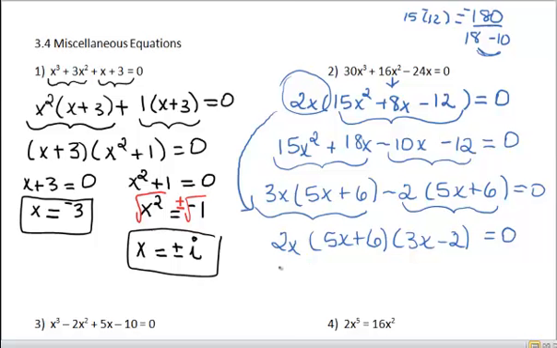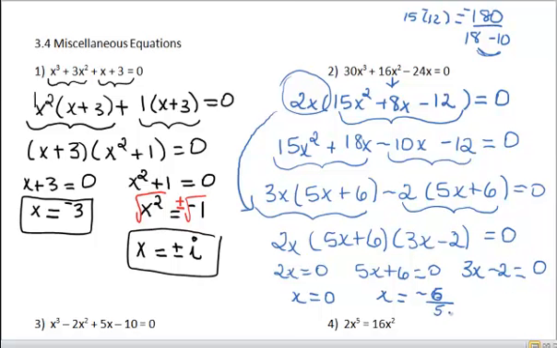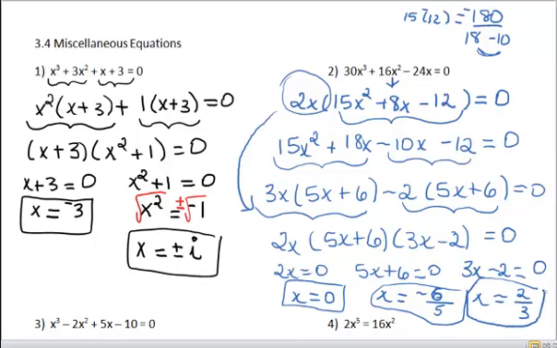Now we set each one of those equal to 0. We'll have 2x equals 0, 5x plus 6 equals 0, and 3x minus 2 equals 0. Now if you solve each of these, I'm running out of room, so we would get x equals 0. If we move the 6 over, we have a negative 6, and divide by 5, that means x would be a negative 6/5. And move the 2 over, that's a 2, and divide by 3, so x would be equal to a positive 2/3. So here are your three solutions: 0, negative 6/5, and a positive 2/3.